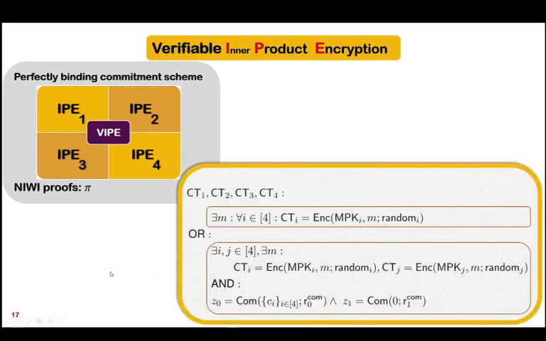For example, for the encryption algorithm, the encryption algorithm generates four ciphertexts, CT1 to CT4, and then we need to provide a proof that either all of these ciphertexts are the encryption of the single message M, or two out of four of these ciphertexts are the encryption of the same message, and Z0 is a commitment to some value, and Z1 is a commitment of zero. Z0 and Z1 are part of the public parameters generated in the setup algorithm. I'm not going to explain more about them because it would be a little bit confusing.